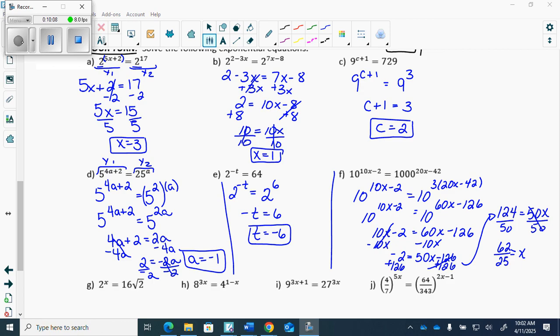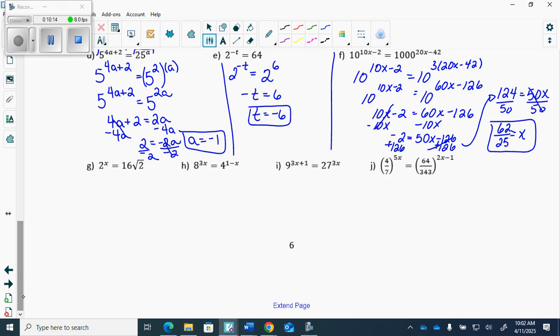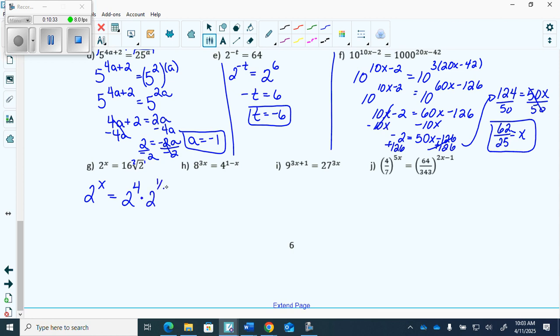Okay, this is the answer. Okay, this one. We're gonna make the base 2. So, this is 2 to the x. 16 is 2 to the what? 2 to the 4, guys. And then a half is times 2 to the half. So when we have the same base, what do we do with the exponents? Add them. So we're going to get 2 to the x equals 2 to the 4.5. So x equals 4.5.